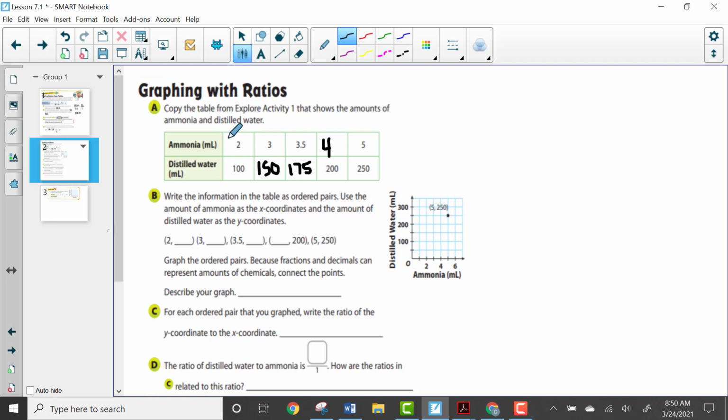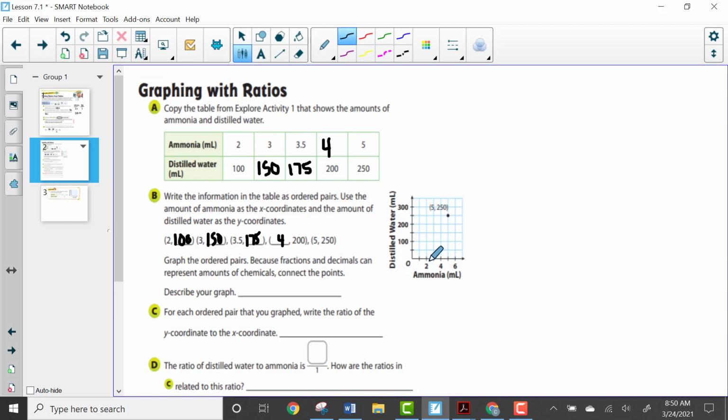So if we have the ratio of 2 to 100, write the ordered pair 2 to 100. 3 to 150, 3 to 150. 3.5 to 175, our ratio, we'll write it like that, and then also 4 to 200. Now the next thing that we're going to do is graph these ordered pairs. Okay, so this is just showing the data in our table, and we're going to graph it now.